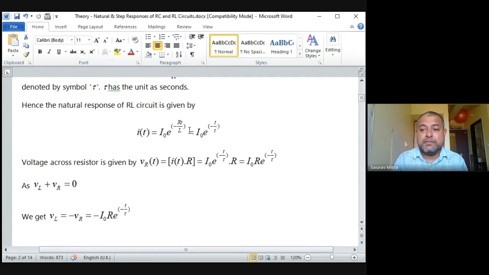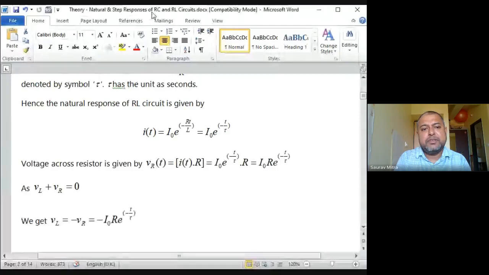But if there is no forcing function, no external input, as we are seeing in this case, initially we had connected a forcing function, we charged the inductor up to a certain value, and then we removed that forcing function. How the circuit behaves after we remove the forcing function is called the natural response, and we find that the RL circuit behaves like an exponentially decreasing function in its natural response. The formula is I0 into e raised to minus t by tau, where tau is equal to L by R.